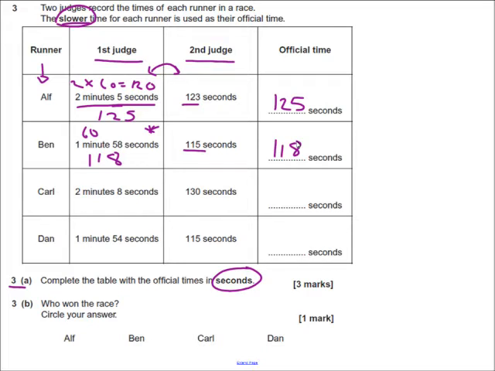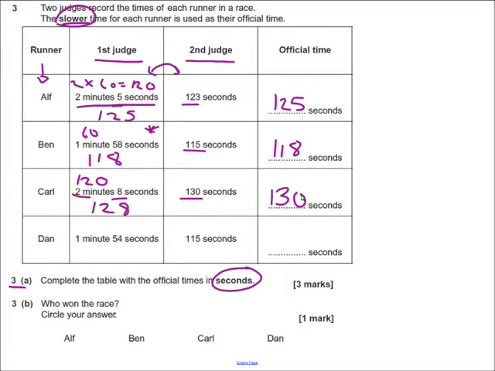Let's look at Carl. Carl had 2 minutes, which we know now is 120 seconds, plus the 8 seconds gave him a total of 128 seconds. Well, this is actually faster than the 130 seconds Judge number 2 gave him. So his slowest time in this instance is 130 seconds from Judge number 2.